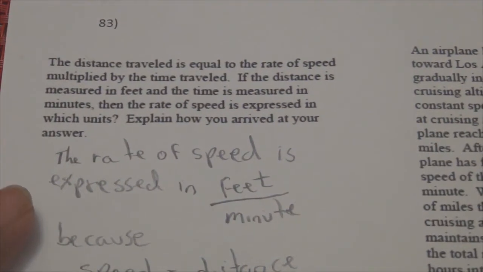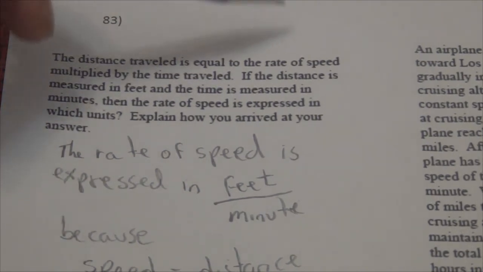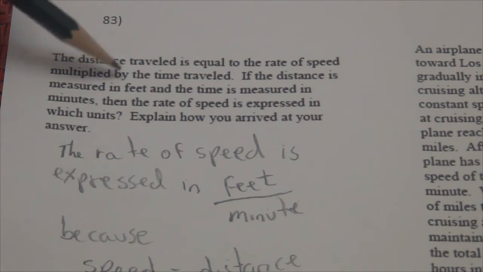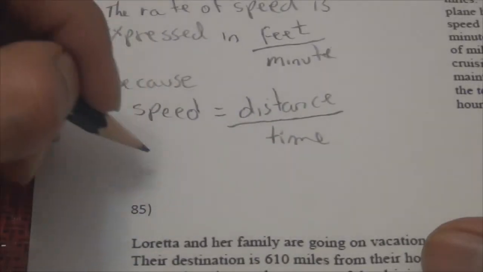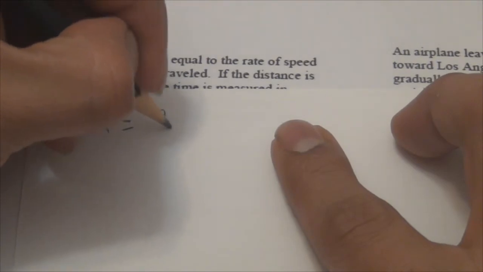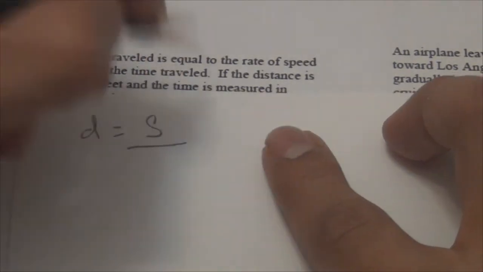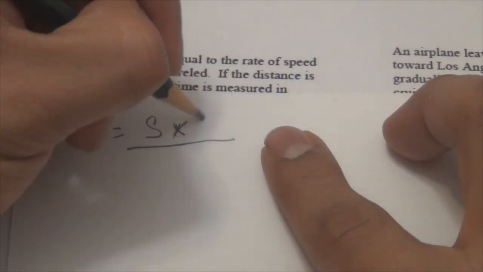Okay, so the distance traveled is equal to the rate of speed multiplied by the time traveled. That is the distance traveled. So D, I'm going to actually do it over here. D is equal to the rate of speed, so equals the speed multiplied by the time traveled.